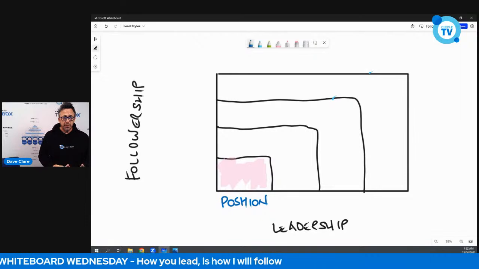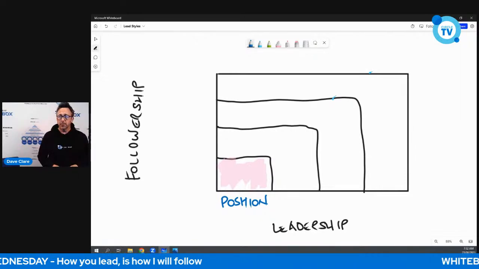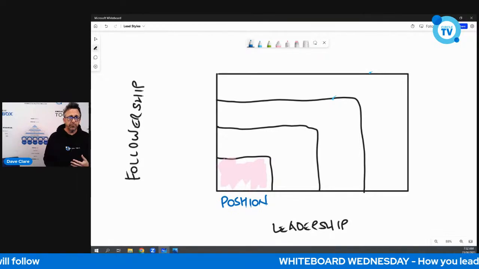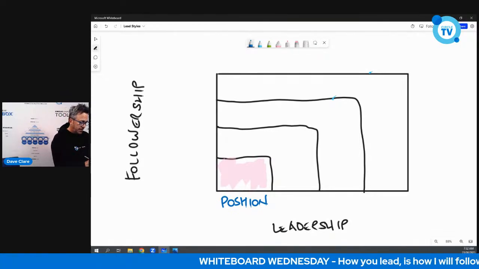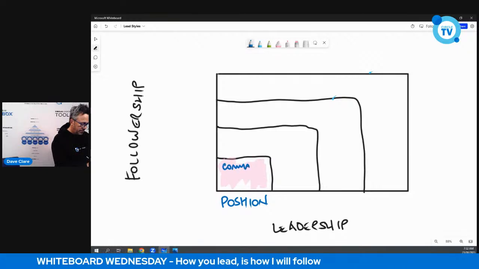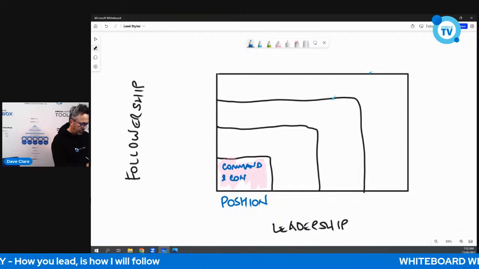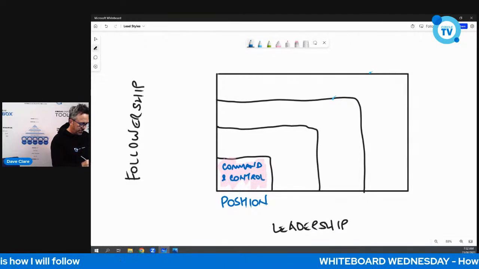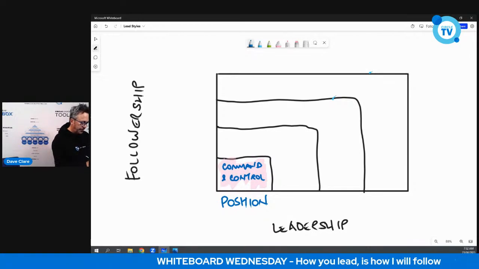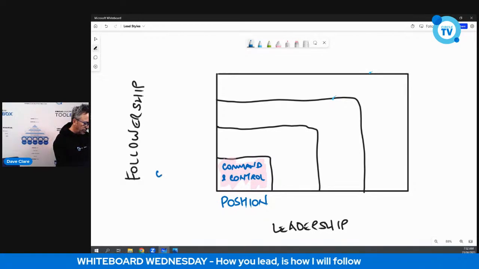The first thing that happens when you get into a leadership position or title is that you think because you have position or title, people should respect you and they should follow you. This is actually really built on command and control. How many of you know somebody whose position is based on command and control? When you have that leadership style, what you're actually getting is obedience.